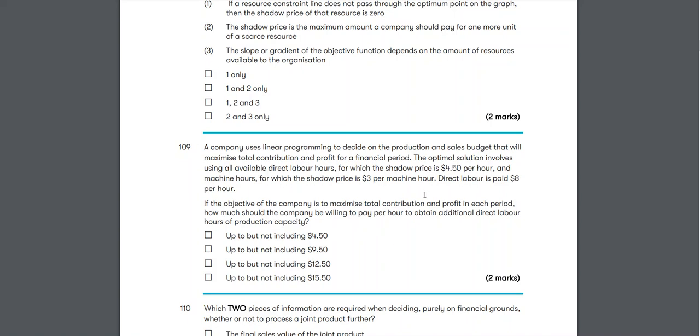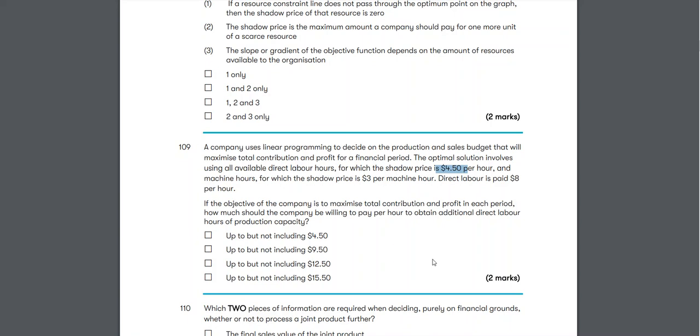A company uses linear programming to decide on the production and the sales budget that will maximize total contribution and profit for financial period. The optimal solution involves using all available direct labor hours, for which the shadow price is 4.5 per hour, and machine hours, for which the shadow price is 3 per machine hour. Direct labor is paid 8 per hour. If the objective of the company is to maximize total contribution and profit in each period, how much should the company be willing to pay per hour to obtain additional direct labor hour of production capacity?